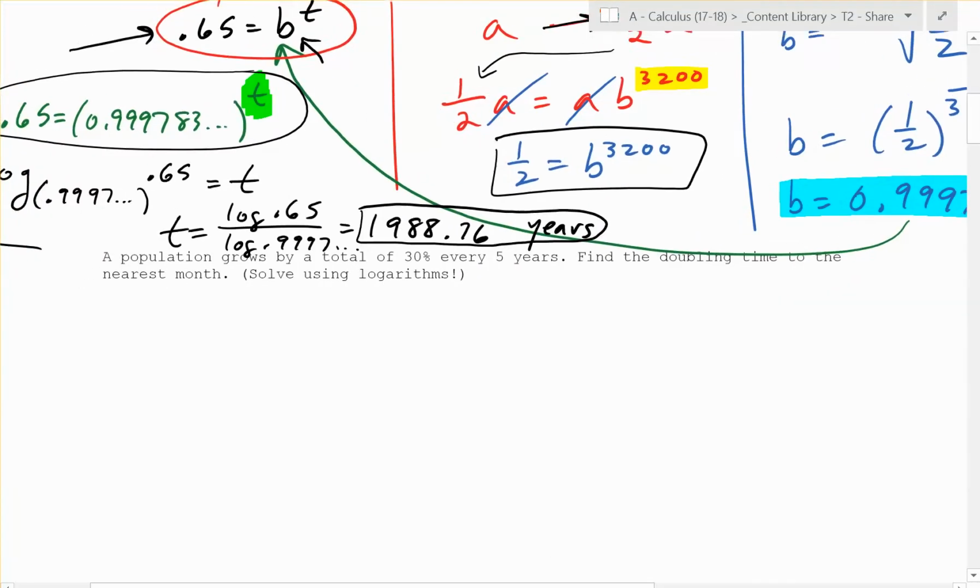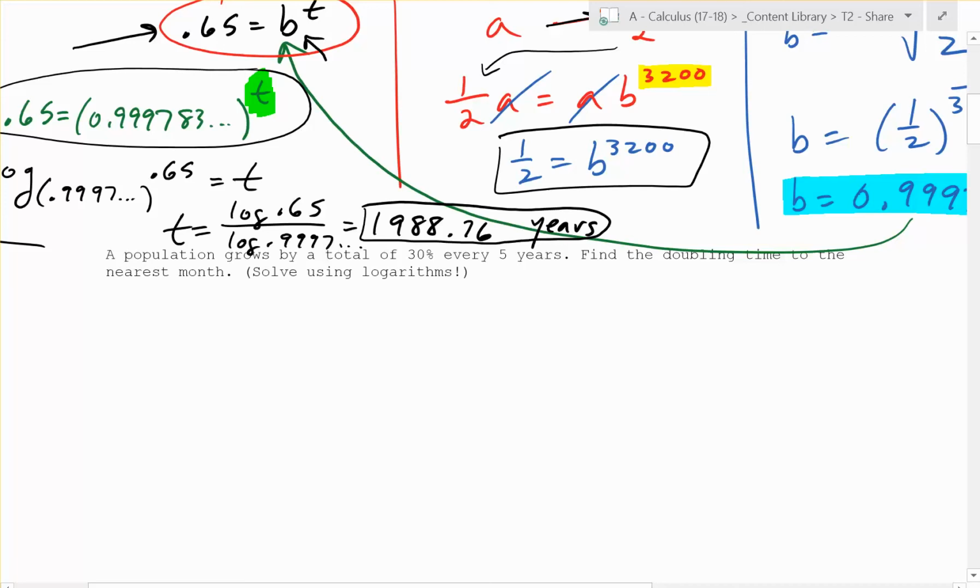So let's look at this next question. It says the population grows by a total of 30% every 5 years. Find the doubling time to the nearest month. So what does that mean? Well, at time 0, let's say there were 100 people.